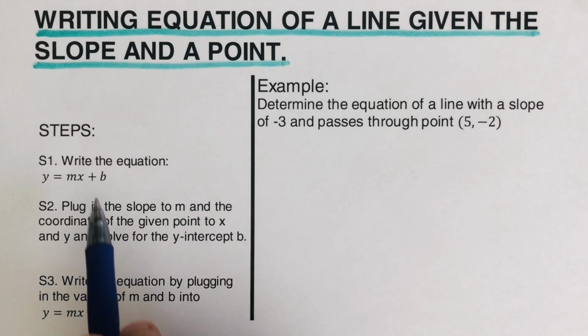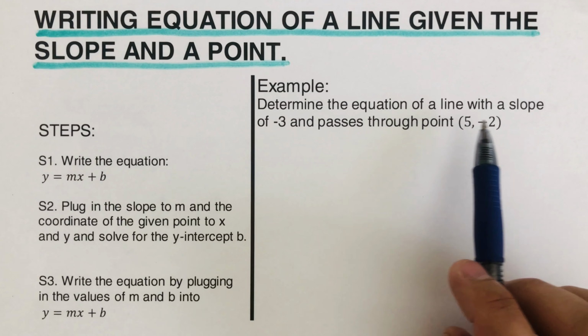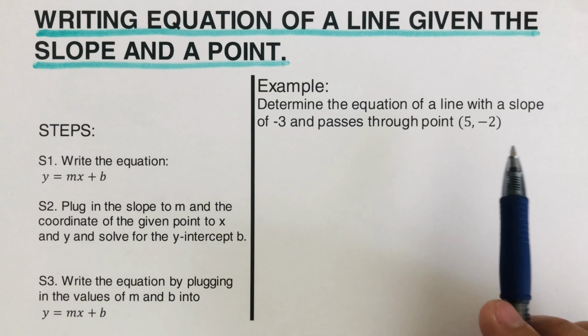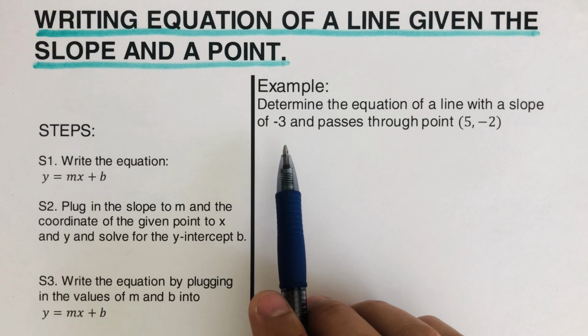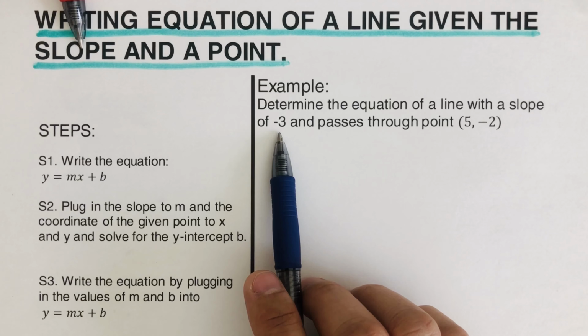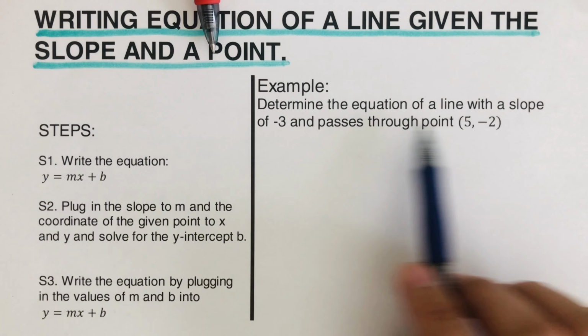These are the steps that we have to go through in order that we can determine the equation of a line that has a given slope and has a given point. So let's jump into this example to better see how we use these steps. Determine the equation of a line with a slope of -3 that passes through the point (5, -2). In this problem, we are given the slope of -3 and a point of (5, -2). What equation would work for this problem?